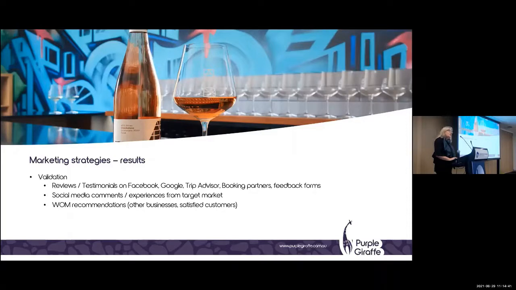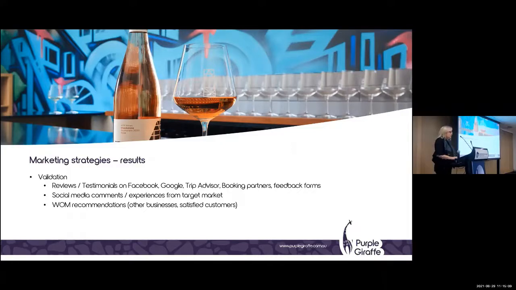The other thing for results is about social validation. Social validation is super duper important in today's marketing mix. What that means is people write reviews or testimonies, and they might write them on your social media pages, they might write them on your Google page, but they also might write them on your TripAdvisor or any other booking partners' sites. So be cognizant of those and use those as opportunities for testimonies.